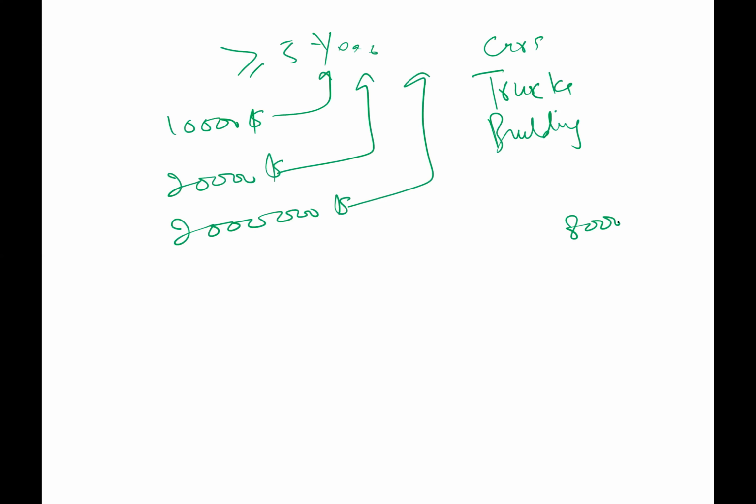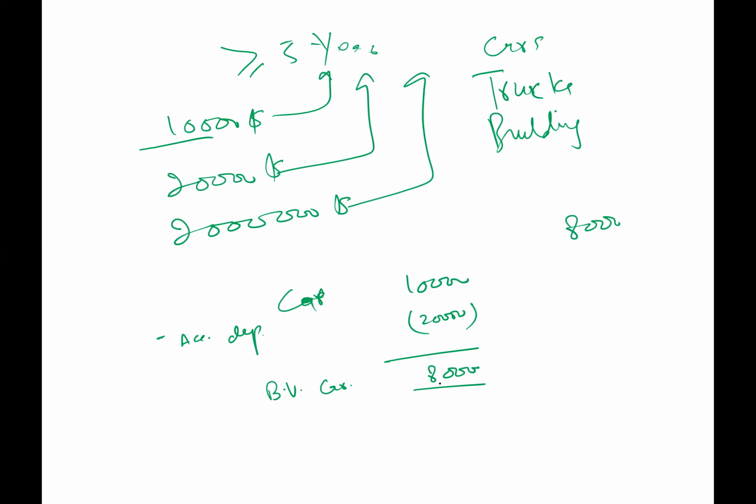So how are you going to write it on the balance sheet? You say car, you write down the original value, 10,000, and you write down here accumulated depreciation, 2,000. That would be the book value of the car according to your books, right? So if you ask what is the value of the car, it gives you all the details.